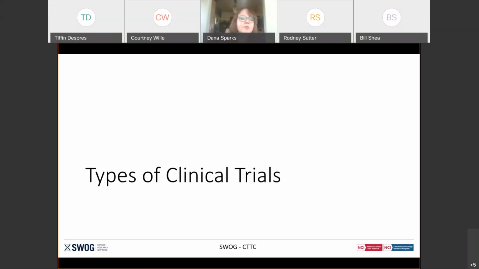So the different types of clinical trials that we do within SWOG, we have a tendency in our large cooperative groups to focus on phase 3 clinical trials or randomized phase 2 studies, but there are a lot of different types of studies as well.